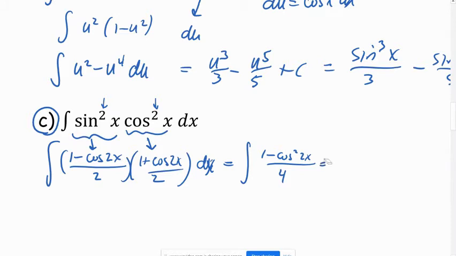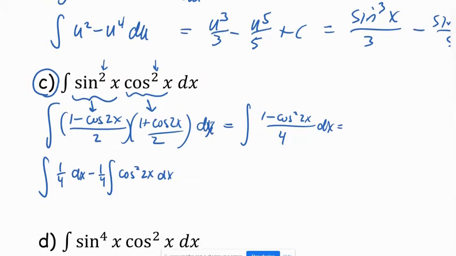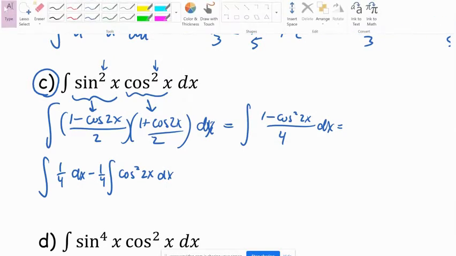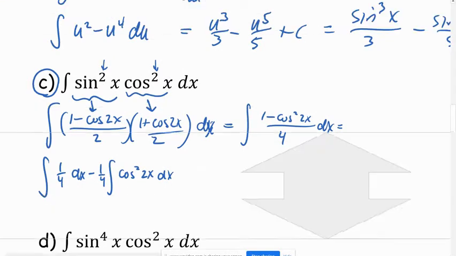This can be broken up into two different integrals. We can write this as integral of 1/4 dx plus the integral of, or minus the integral of cosine squared 2x. We'll put the 1/4 out in front, so minus 1/4 cosine squared of 2x dx. And the first integral is just 1/4 x.